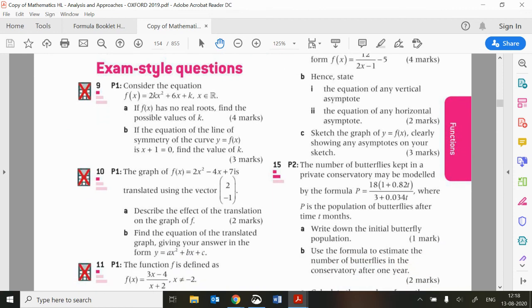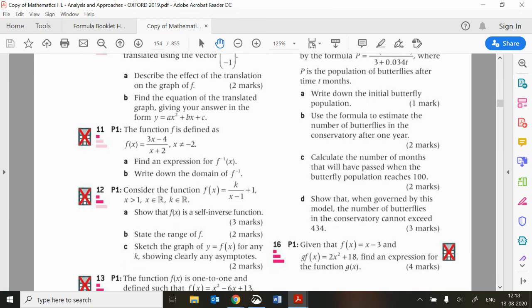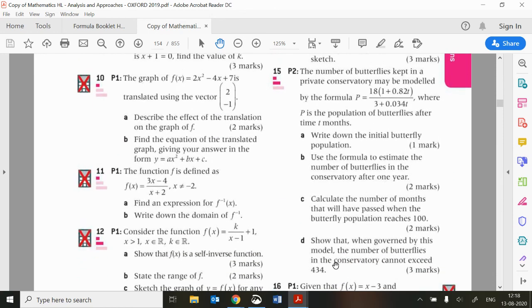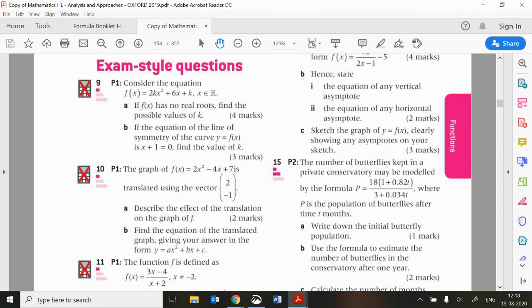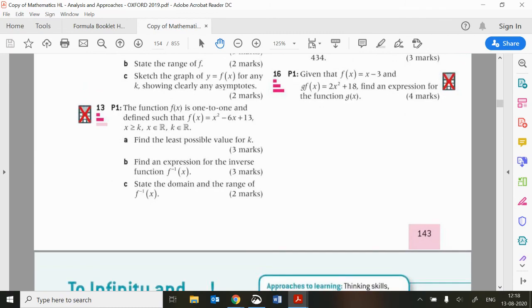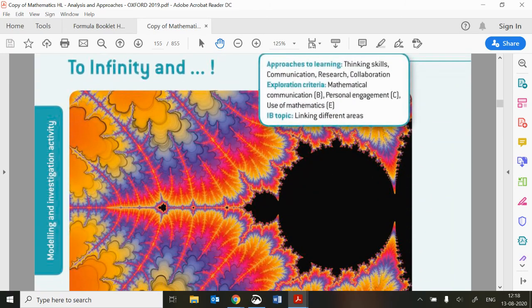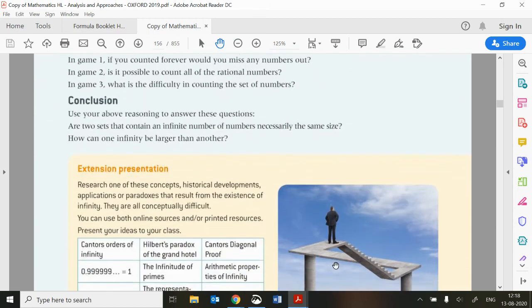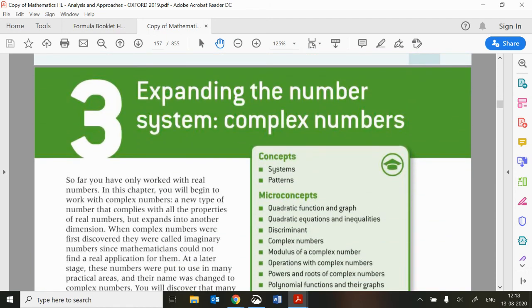And then, of course, we've got these extended kind of exam questions here as well, in particular towards the end there. If you have a look at, for example, question 15, that seems quite extended. Well, there we go. Obviously, keep those ones for revision if you haven't finished off everything else. And then the next chapter is all about complex numbers.